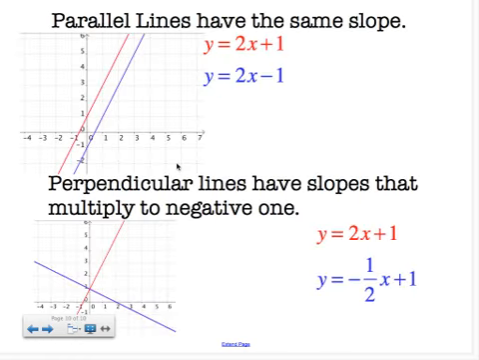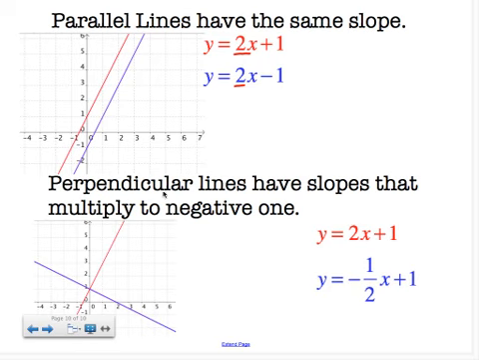All right, last line to talk about. You may know this already, you probably do. Parallel lines have the same slope. So here in red is y equals 2x plus 1, a line with a slope of 2. And the blue line is y equals 2x minus 1, a slope of 2 also. These lines appear parallel, they don't cross.